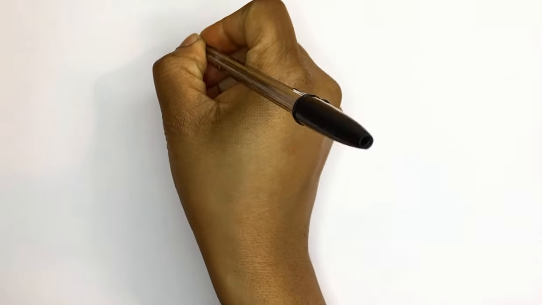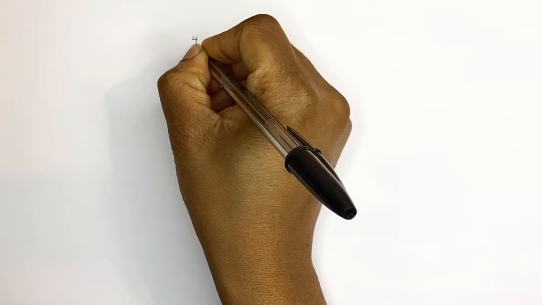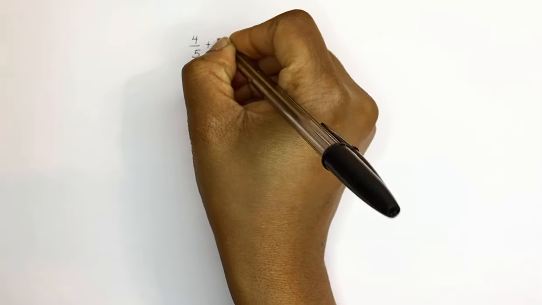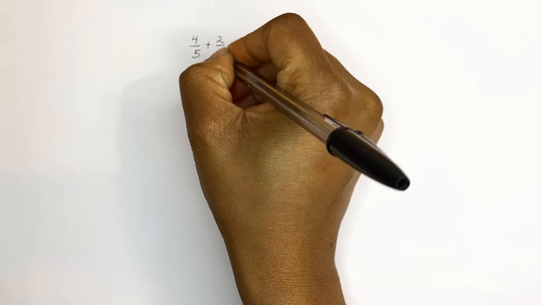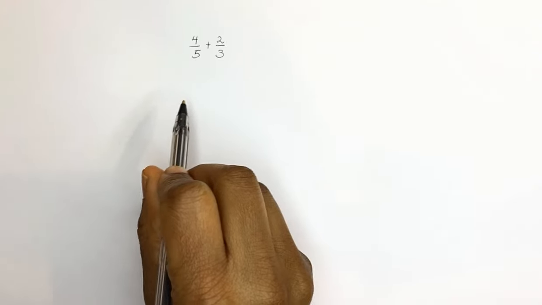In this video, we are going to continue looking at the addition of fractions. Let's say we have this example: 4 over 5 plus 2 over 3. In this case, we see that the bottom numbers are different.